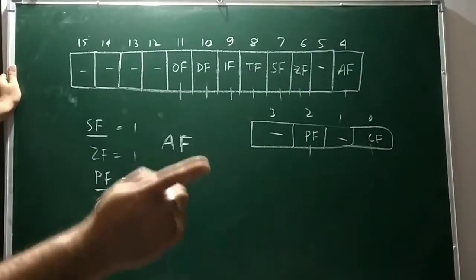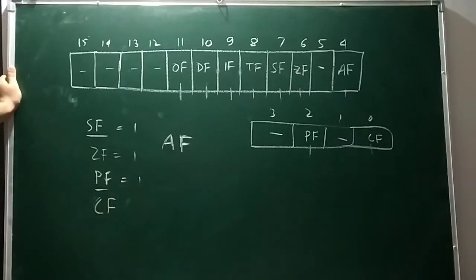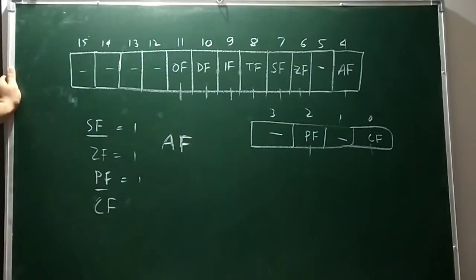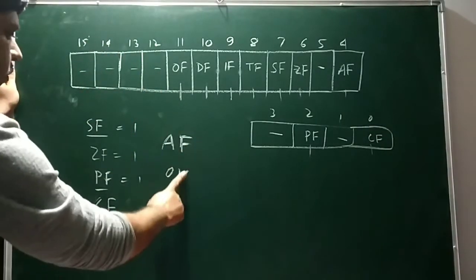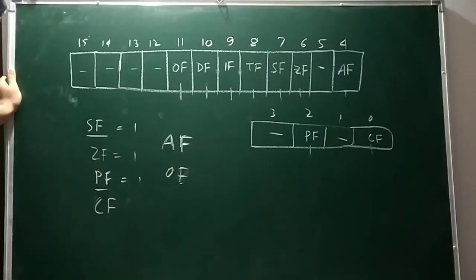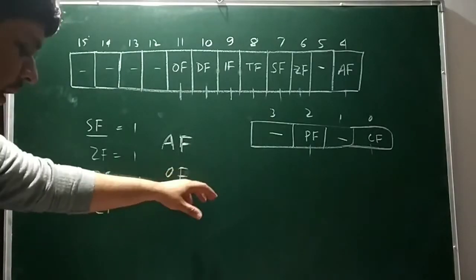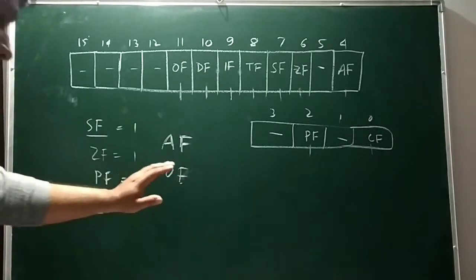Fine. So auxiliary carry flag is set if there is a carry from the lower nibble, that is bit 3, during addition, or a borrow for the lowest nibble, bit 3, during subtraction. Then we have overflow flag, OF. So listen carefully, these flags are new flags. Overflow flag will be set if an overflow occurs.